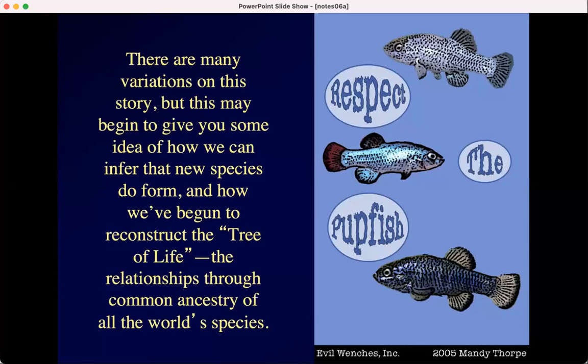What I am going to ask about, and what it is important for you to know, is how we put the pieces together and infer something that we usually cannot directly see because it happened in the past. That's the formation of species. And I wanted to give you some sense of how we can begin to reconstruct what we call the tree of life, the relationships of all of the world's species of living thing through common ancestry.